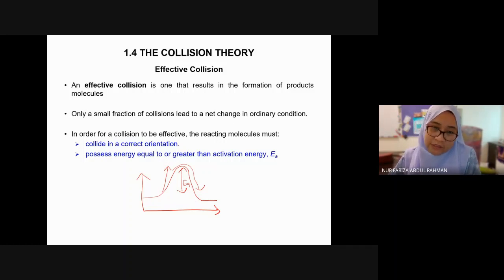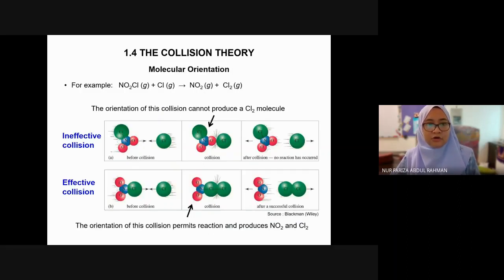If they don't have this sufficient energy, how are they going to produce product? In a way, that energy is needed to form a bond, to break a bond. So that is the use of that energy. So they must possess this amount of energy.